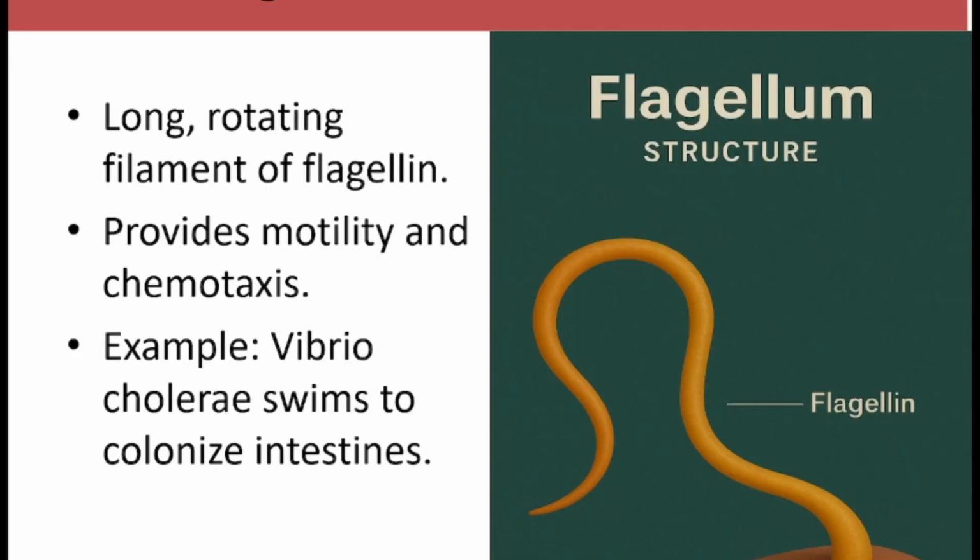And lastly, we are going to consider the structure of flagellum or flagella. It is very long, longer than pili. It is capable of rotation, and the structure that gives them that rotational ability is the flagellum. It provides motility and chemotaxis. An example is Vibrio cholerae, which helps them to swim and colonize the intestine.